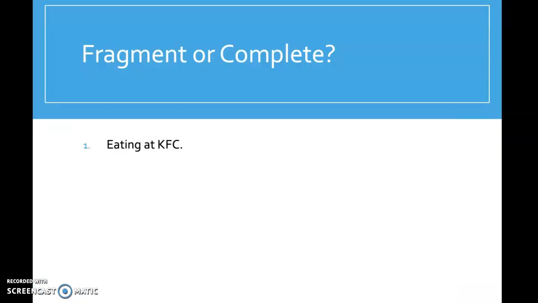Let's take a look at some examples. Eating at KFC. Is that a fragment or is it complete?